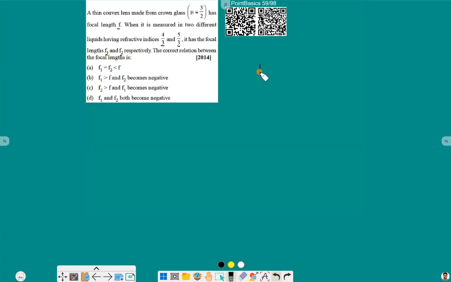So from the lens maker's formula, we know that 1 by f will be equal to the refractive index of the lens divided by the refractive index of the medium, minus 1, into 1 by r1 minus 1 by r2. Now, the refractive index of the lens is 3 by 2, that is 1.5. The refractive index of the first liquid is 4 by 3, that is 1.33. And for the second, it is 5 by 3, so it is basically 1.67.